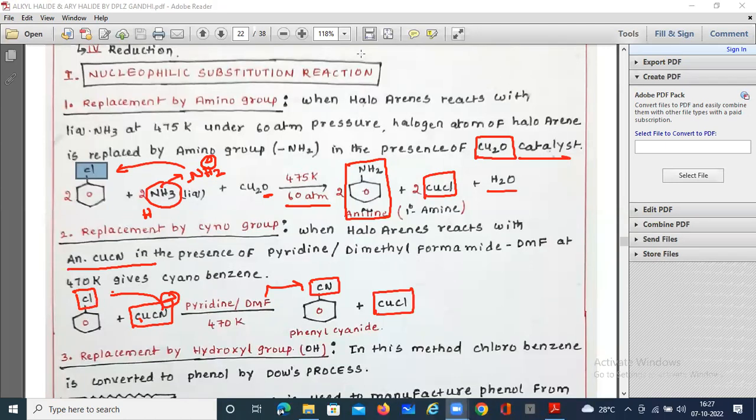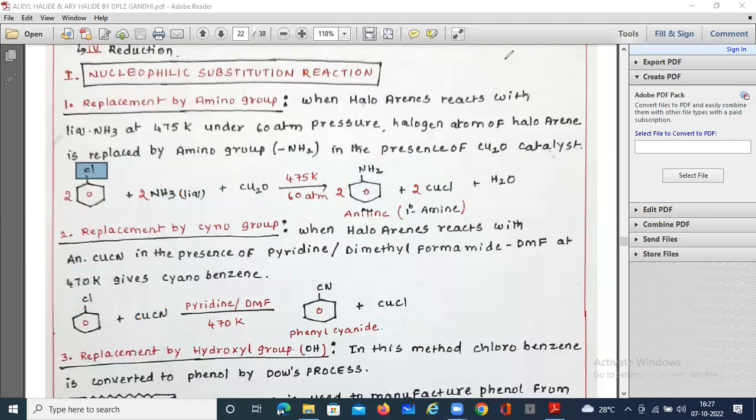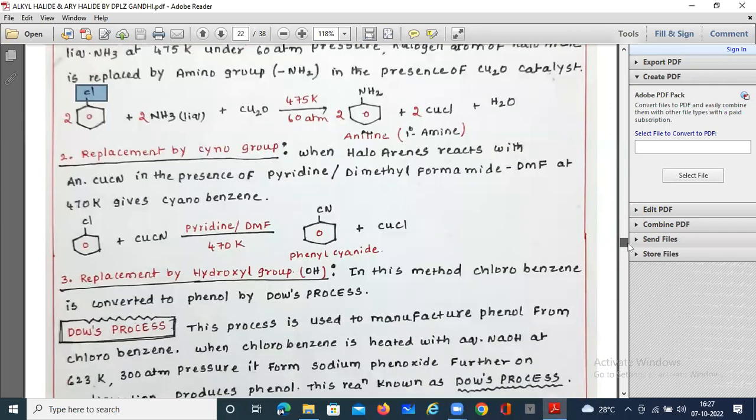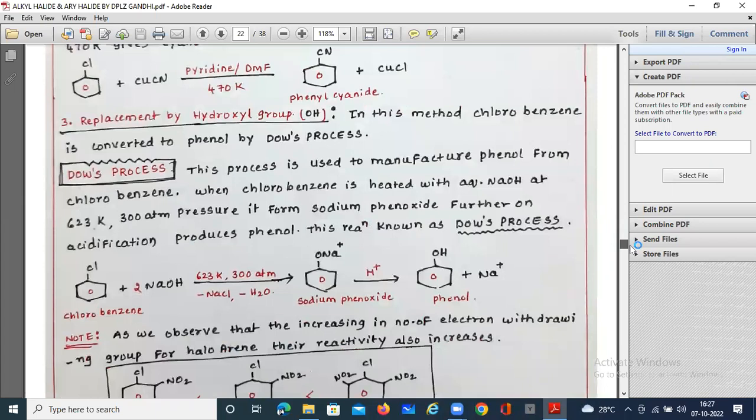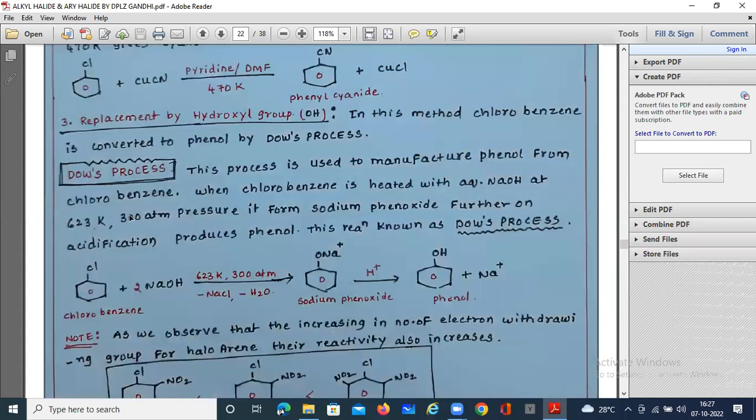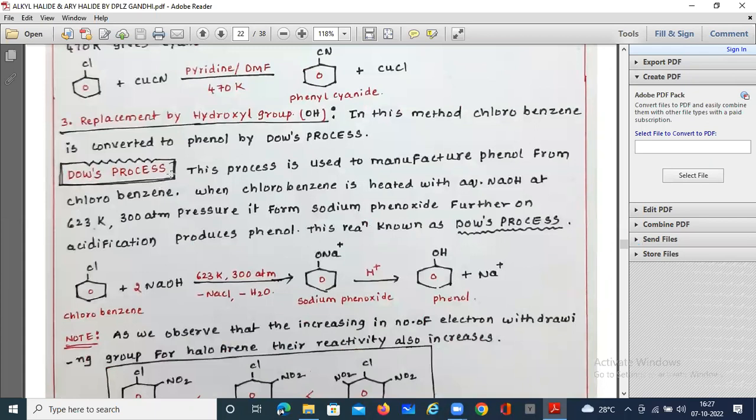Next, the third one: replacement by hydroxyl group, very important one. According to the board, from the IP point of view it is also important for the VSAQ, the 2 marks question, that is the Dow's process. In this method, chlorobenzene is converted to phenol. This is the important one, don't forget: the conversion of haloarenes to phenol.